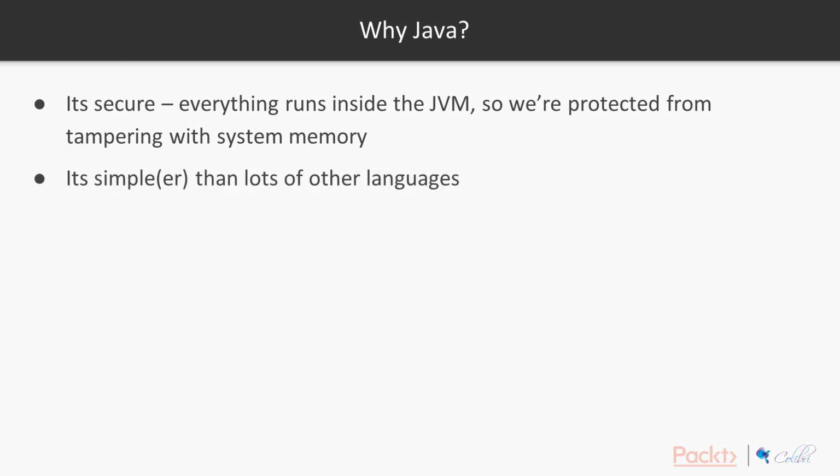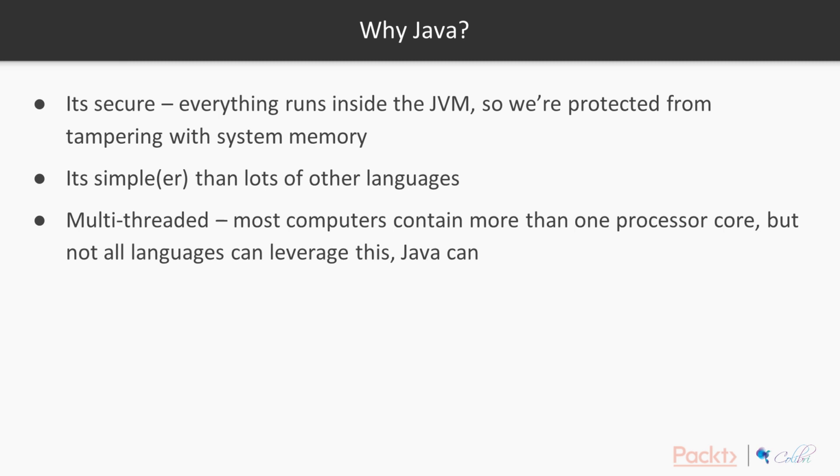Next, it's simpler. It's simpler than lots of other languages. Because Java abstracts away lots of things like explicit memory allocation and contains libraries for lots of complex problems like multi-threading, it means we don't have to reinvent the wheel each time. The Java ecosystem is really, really strong, and that means that we get a lot of stuff out of the box for free.